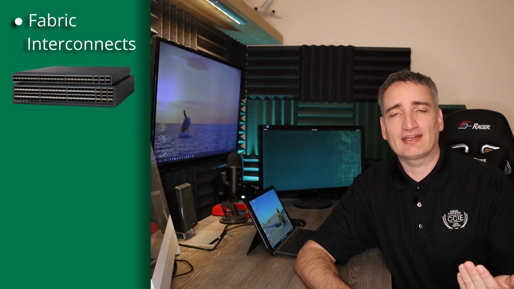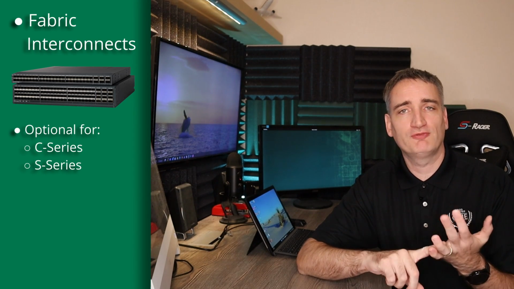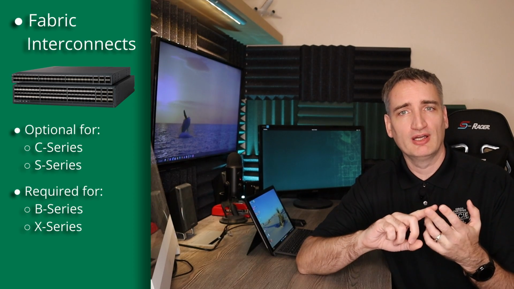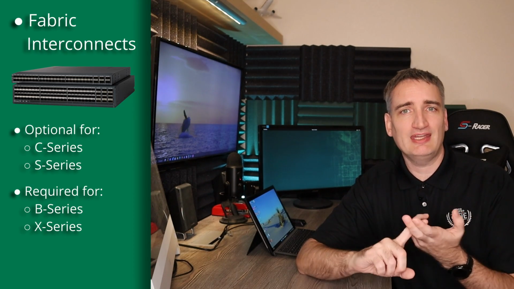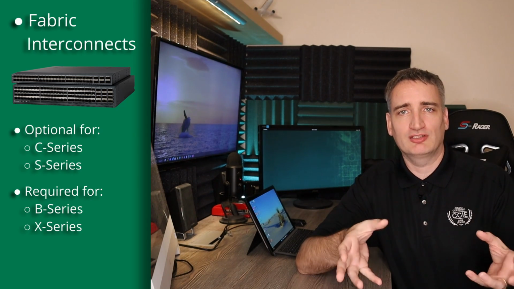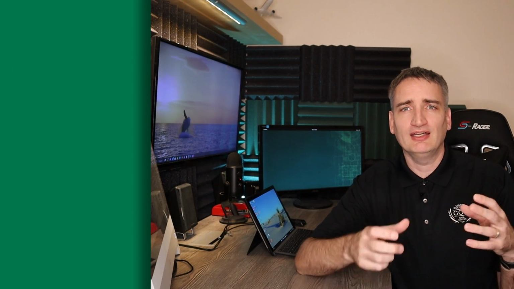Now, the fabric interconnects are optional for C series deployments and also for S series deployments, but they are mandatory for the B series and the X series deployments. Now, what does the fabric interconnect do? Well, in addition to being a switch, as I said, it was built off of a Cisco Nexus switch, it's got some additional stuff on there for managing the platform.